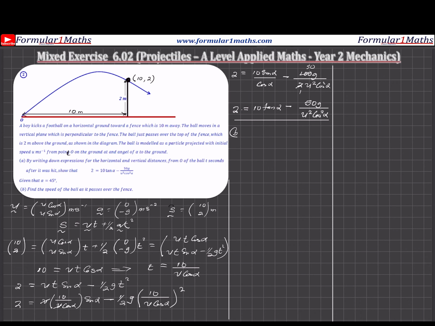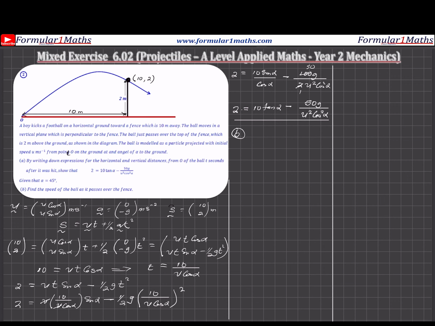So for B, this question can easily be solved using energy principles. Those of you doing further math can go ahead and use energy principles to solve this. But this video is being made for students of A-level maths and not A-level further maths. So I'm not going to use the energy principle to solve this question. I'm going to use an alternative method.